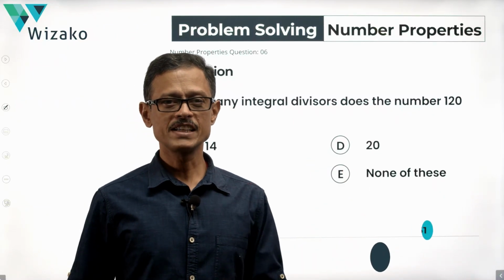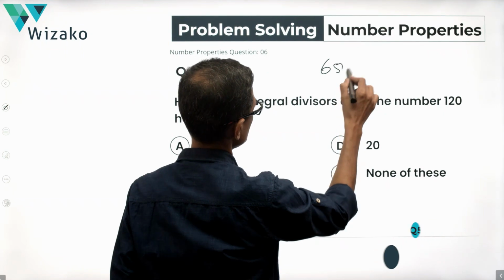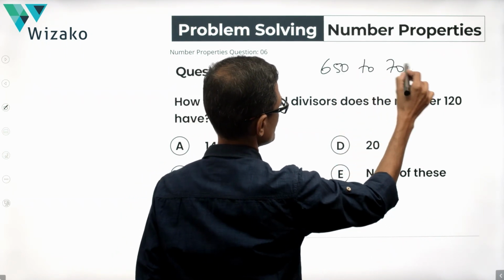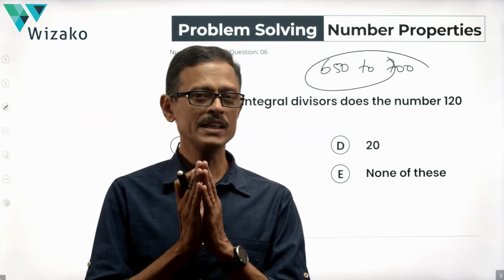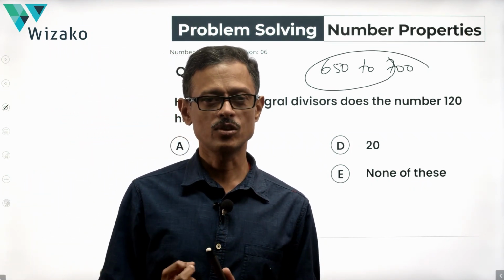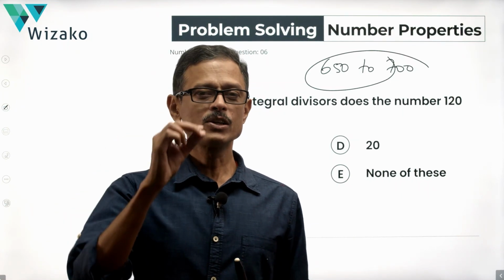Hi, this is a medium difficulty GMAT problem solving practice question. We'll classify this one as a 650 to 700 level question, a number properties question. Concept tested is counting the number of factors a positive integer has, the number of positive integer factors for a positive integer. We're going to do this question in two ways.